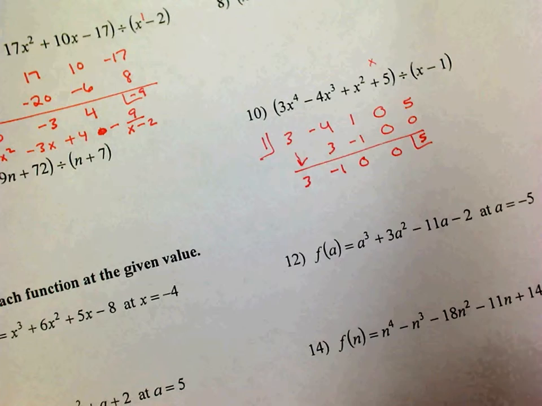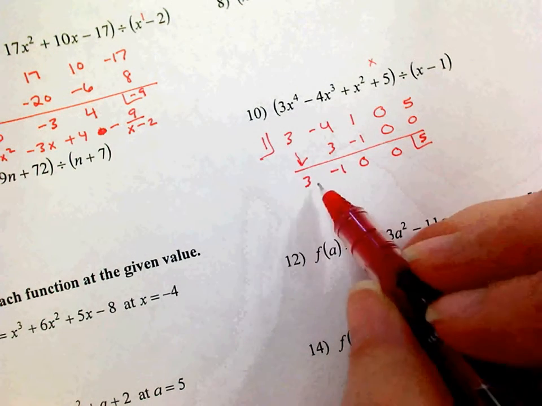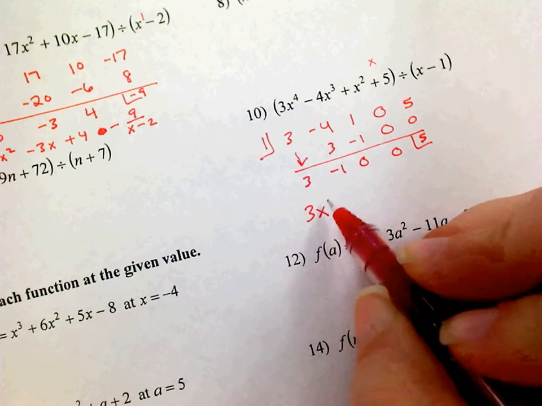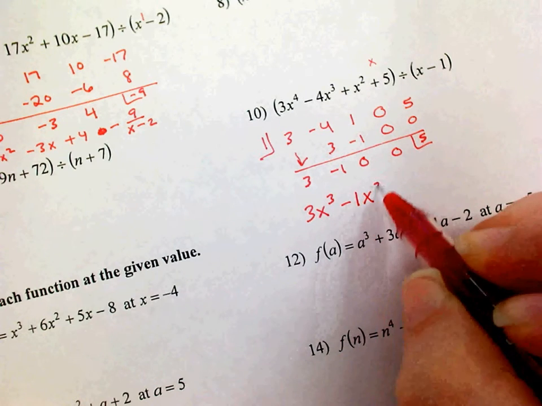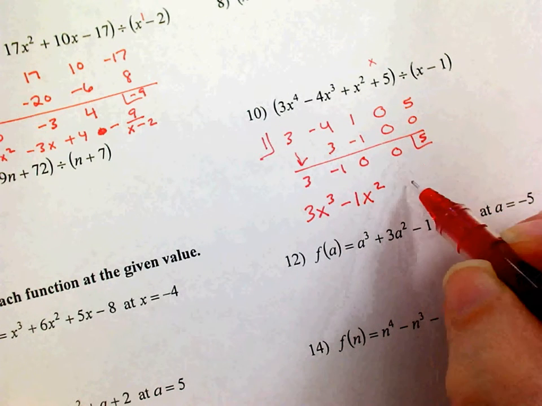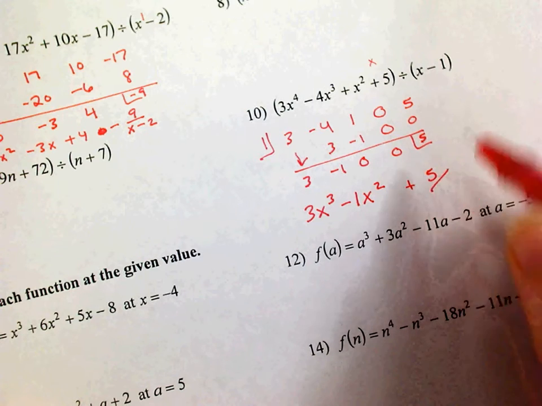So I started with a quartic. I'm going to end up with a cubic. So 3x cubed minus 1x squared plus 0x plus 0 plus 5 divided by x minus 1.